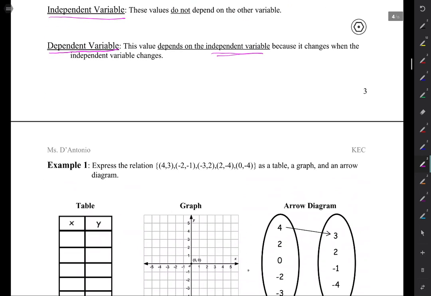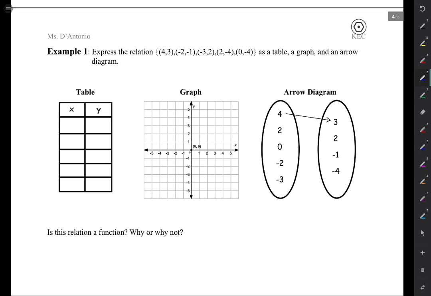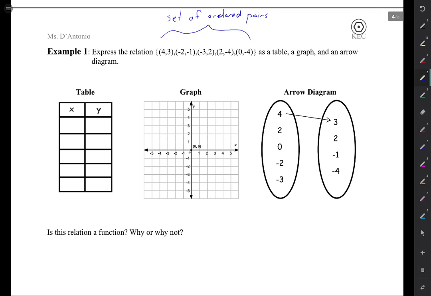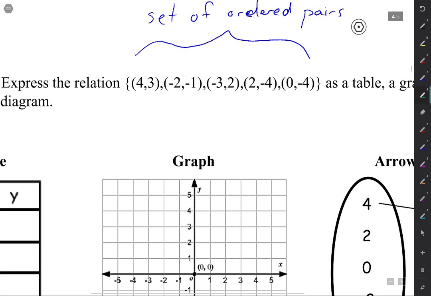So let's move on to the next page here where we actually look at relations and functions. So in example 1, it says express the relation, and then here is a set of ordered pairs. So express the relation as a table, a graph, and an arrow diagram. So all of these ordered pairs here are x and y values. So we could go like this, x, y, x, y. So these can all be plotted on a graph, which we will do below.